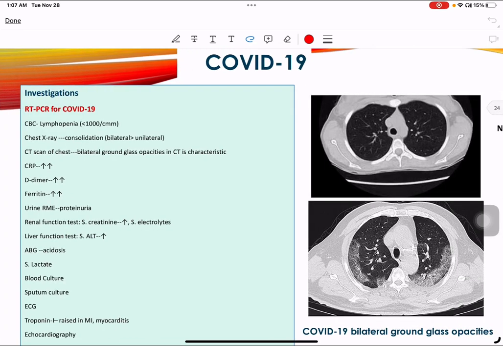In CBC we will get lymphopenia. On chest X-ray we may get consolidation, usually bilateral; lower lobe peripheral consolidation is very common. And on CT scan we will get bilateral ground glass opacities, mostly peripheral and basal. That is a very important CT scan finding in a patient with COVID.